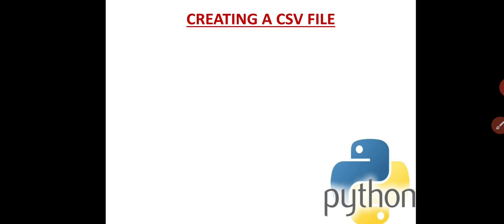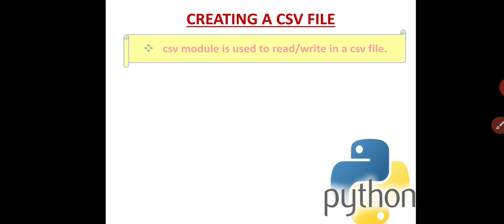How to create a CSV file? In Python, to create a CSV file, we have to use a module, the CSV module. The CSV module is used to read and write in a CSV file. As we created binary files, in that case we used the pickle module to read and write into the file. In case of a CSV file, we are going to import another module, that is the CSV module.